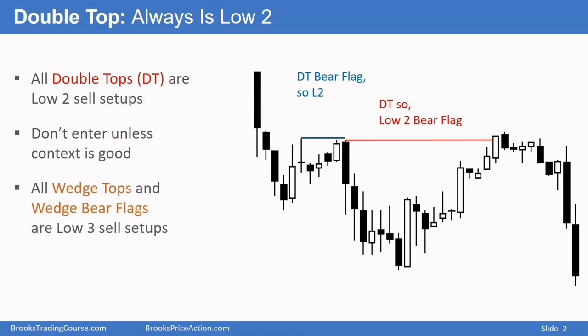All wedge tops are low 3s. First push up, low 1. Second push up, low 2 did not trigger. Third push up is a sell below that bear bar. All wedge bear flags are low 3 bear flags or low 3 sell setups. This one is also a double top bear flag, so it's also a low 2 with this, and it's a low 3 with this. 1, 2, 3 pushes up.